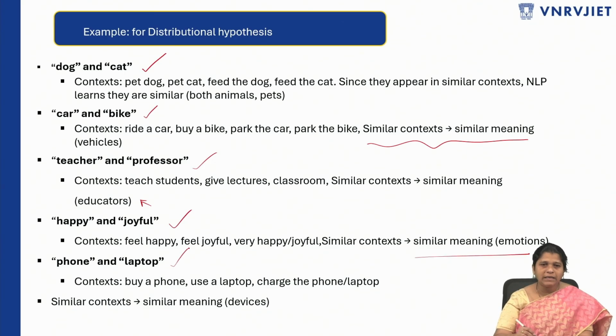Similarly, you have phone and laptop. Though there are so many other gadgets, most of the time what we talk about is phone and laptop. We do not use any other words. So all these, dog, cat, car, bike, teacher, professor, happy, joy, belong to the same scenario space. That concept we call the distributional hypothesis.